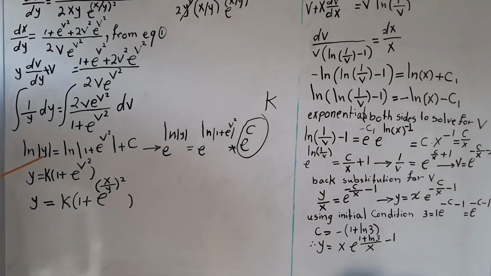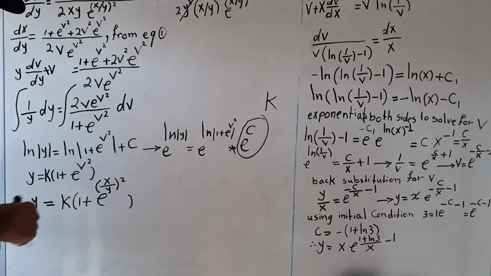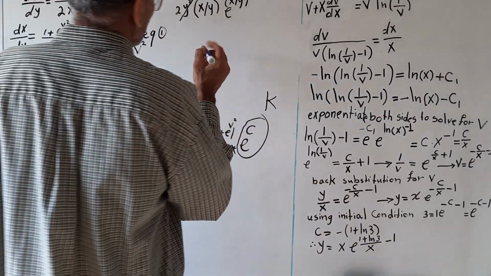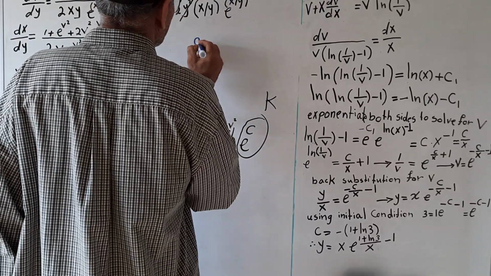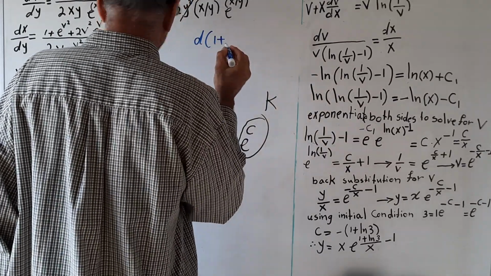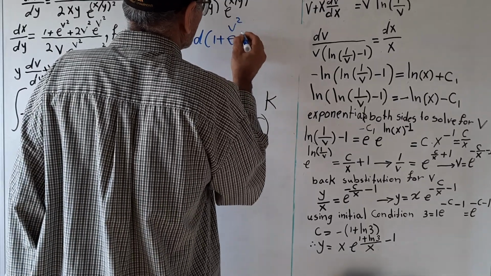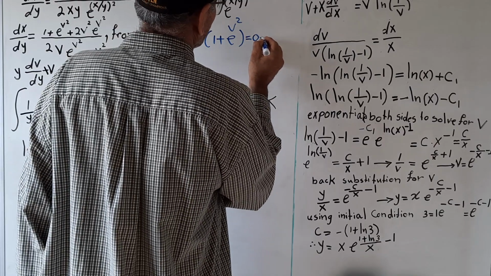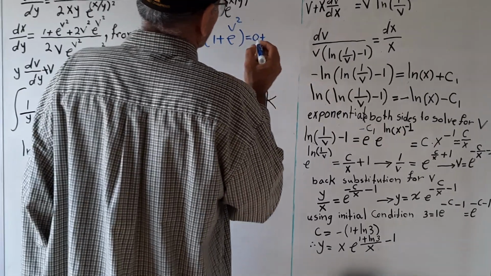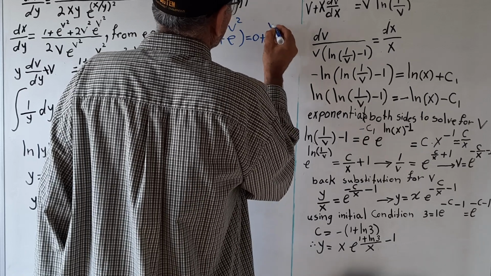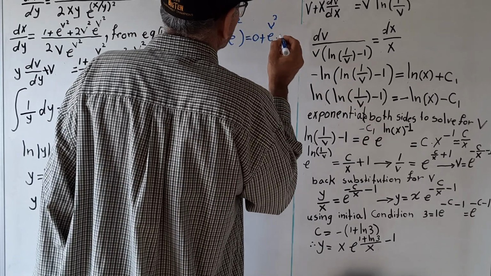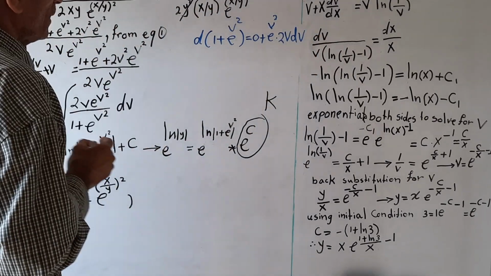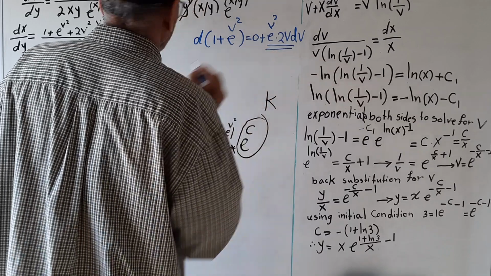So here we have ln y equal ln, just to make sure. So here we have d(1 plus e^(v squared)) equals 0 plus e^(v squared) 2v dv. And this is the same as this.